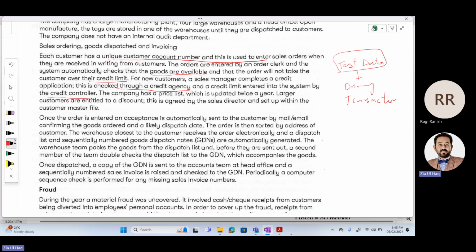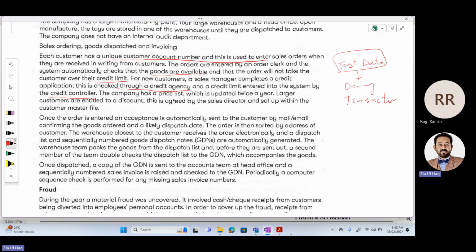In writing, the wording is a little bit complicated. First, you have to write down the procedure, the test of control, and then you have to write down the purpose or objective, meaning why you are performing this, what you are going to check through this test of control, and what control you are going to check.